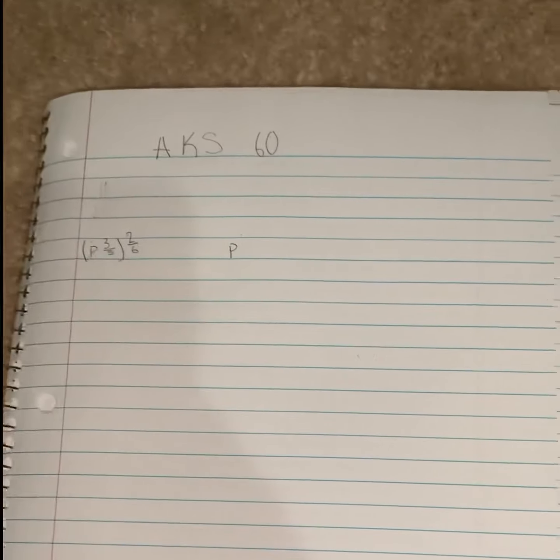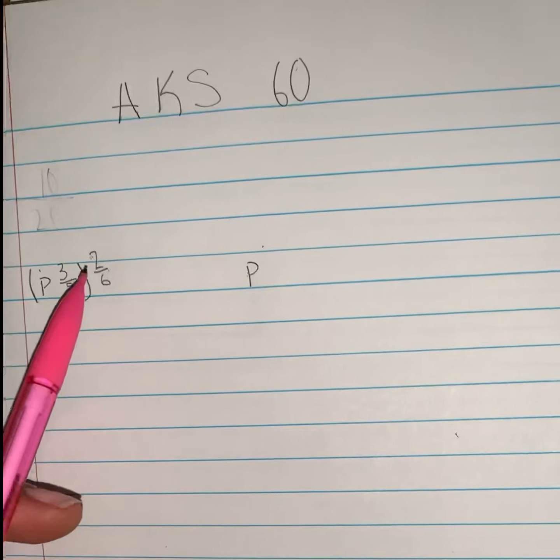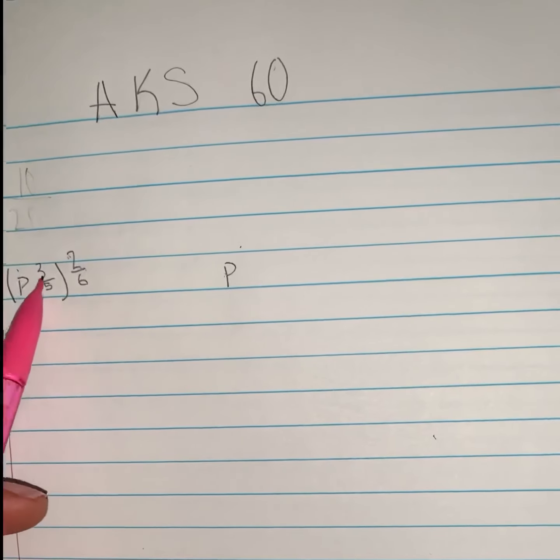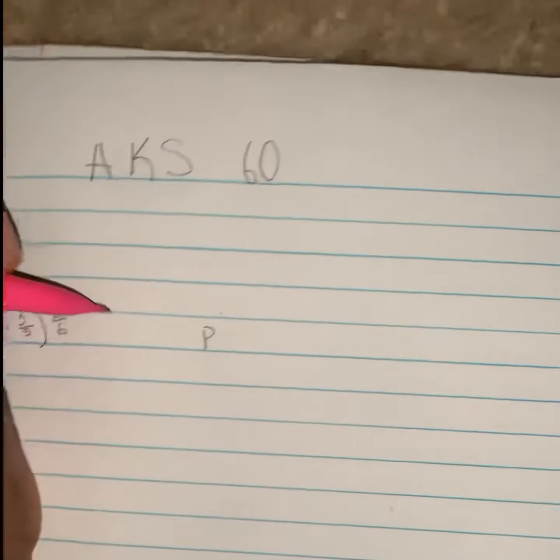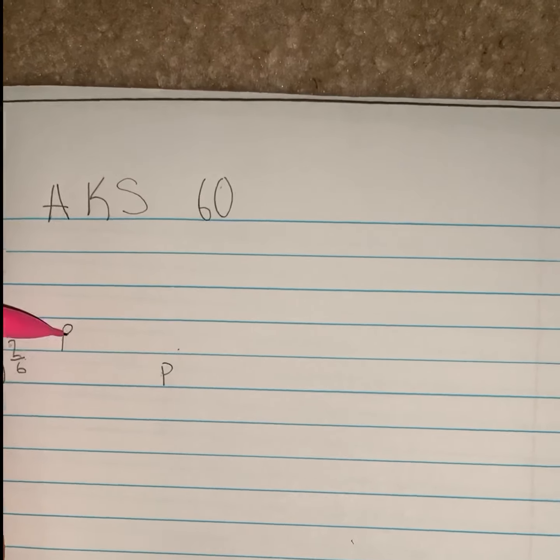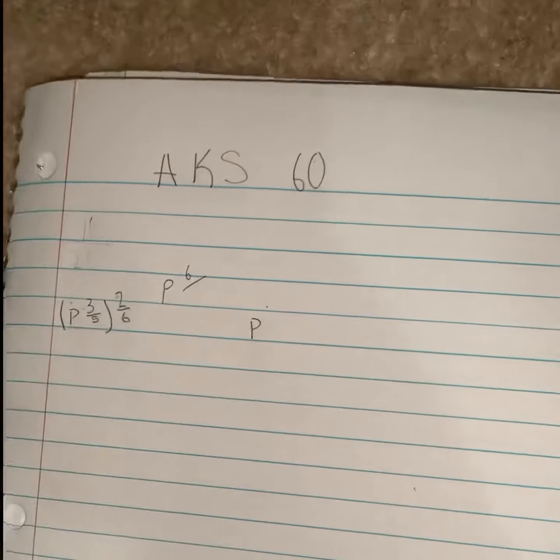Okay, last AKS. AKS 60, which is to rewrite expressions involving radicals and rational exponents. So with this equation right here, we have to multiply the tops together and multiply the bottoms together. So 2 times 2 times 3, 6. So the square root of 6 over 6 times 5 of 30.